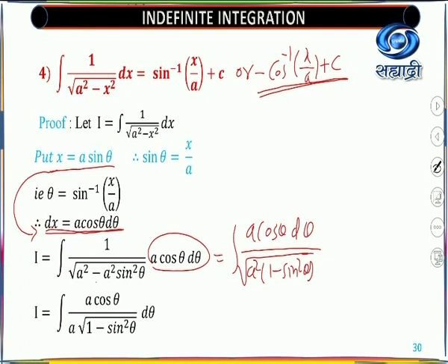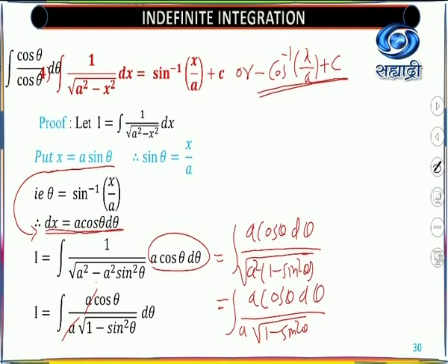So what is 1 minus sine square theta? It is root of a square. So root of a square, out of the root sign, it becomes a cos theta d theta. Here you will get a into root of 1 minus sine square theta. Now root of a square is a. So here you have a cos theta upon a root of 1 minus sine square theta d theta. A will get cancelled.